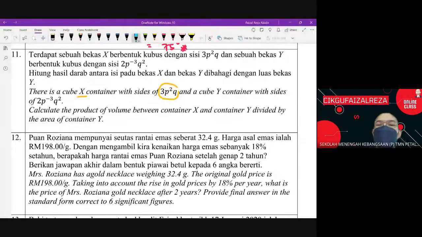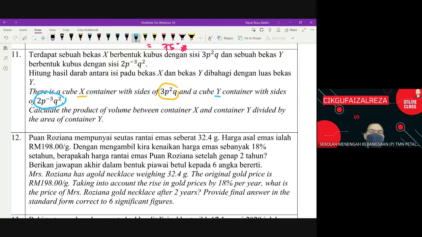Cube y container with sides of 2p minus 3q squared. It means that we have two different sides here, cube x and cube y. Calculate the product of the volume of container x and container y divided by the area of container y.